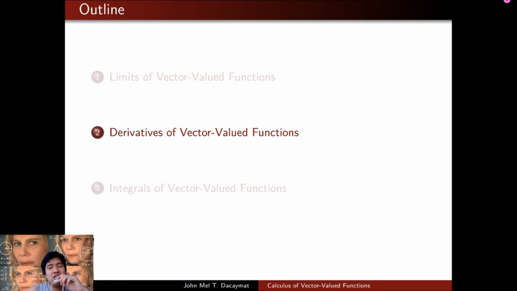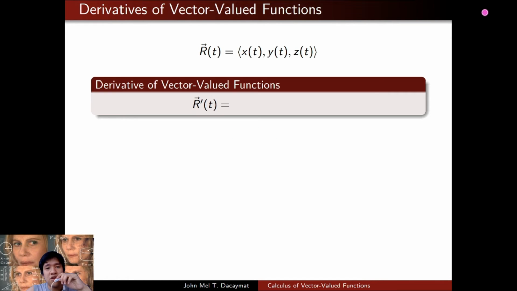Wala akong magagawa eh. So, okay, let's proceed now to derivatives of vector valued functions. If you have a vector valued function like this, kanina sa limit, yung limit ng r equals the components: limit ng x, limit ng y, limit ng z. Ito, yung derivative ng r, ang components niya: derivative ng x, derivative ng y, derivative ng z. So parang sa limit, pwede mong isipin na dinistribute mo lang din yung derivative doon sa tatlo.